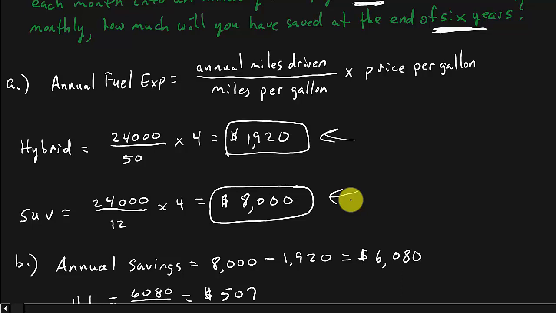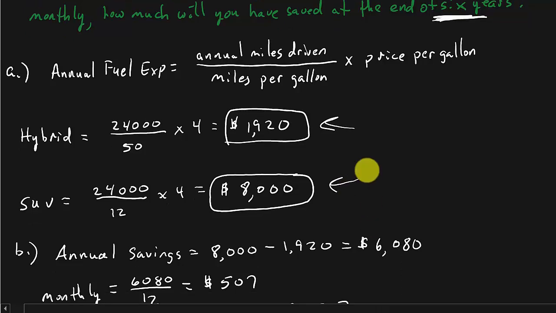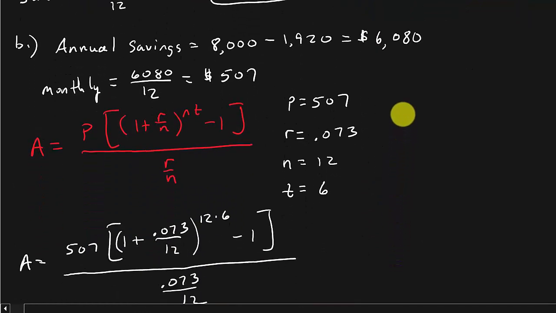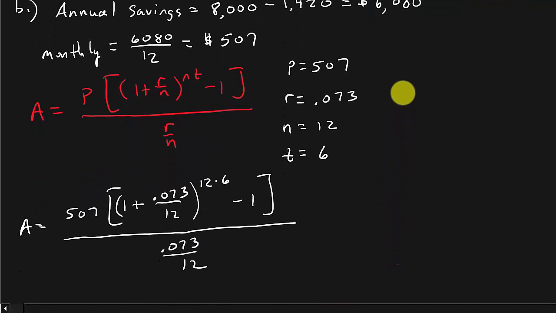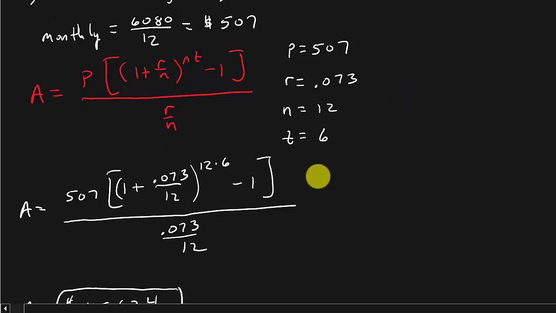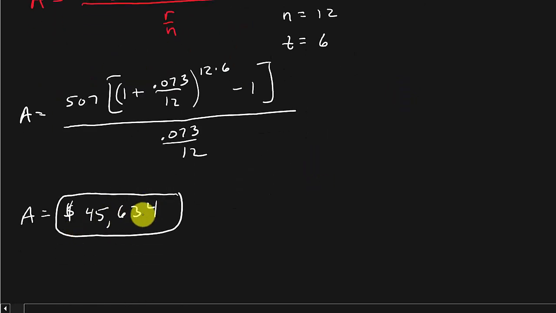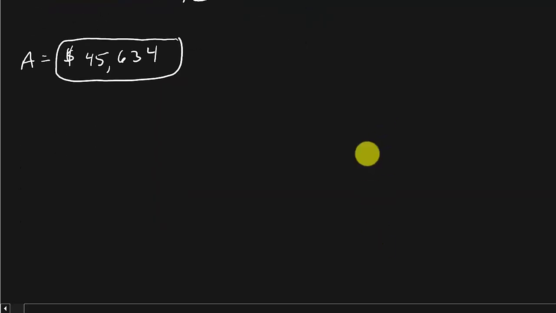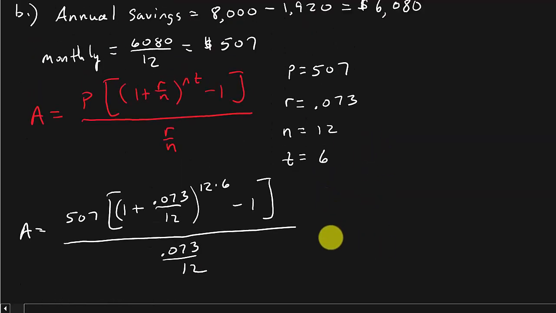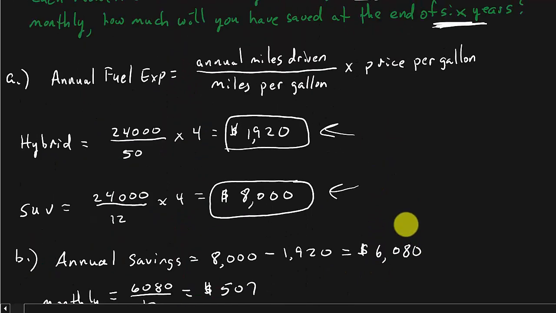But look at this. If you take those savings and put them in an account, at the end of 6 years you'll have $45,634. And look at that. And the fun ends. That was the last problem.